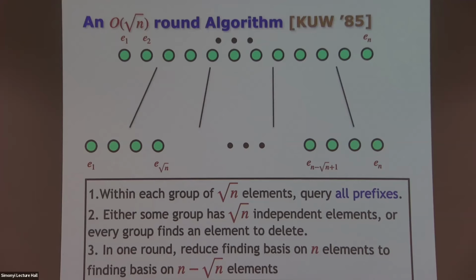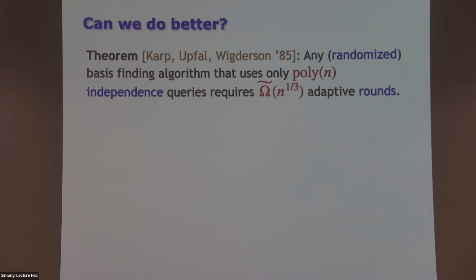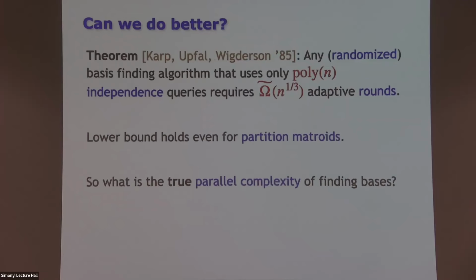Perfect. Great. So this naturally motivates the following question of, can you actually do better than square root n rounds? This was also a question that Karp, Upfal, and Wigderson looked at in their work. And they weren't able to completely close the gap. But what they showed is that any randomized basis finding algorithm that uses only a polynomial number of independence queries per round requires omega tilde n to the 1/3 rounds to find a basis. So there's a pretty big polynomial lower bound. But importantly, it doesn't completely close the gap.